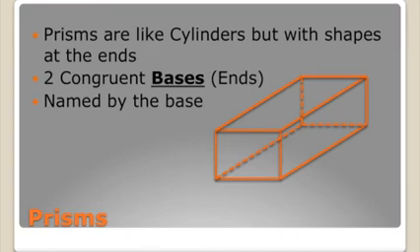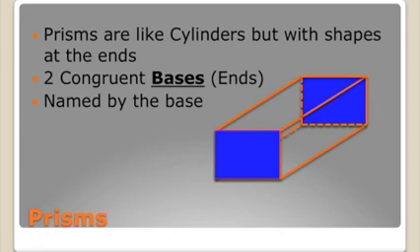So for example, here we have a prism. Well, how do we name that prism? Well, here we have two rectangles, a rectangle at this base and a rectangle at this base. So that's going to help us name this prism, and it's called a rectangular prism because there are rectangles at the bases.